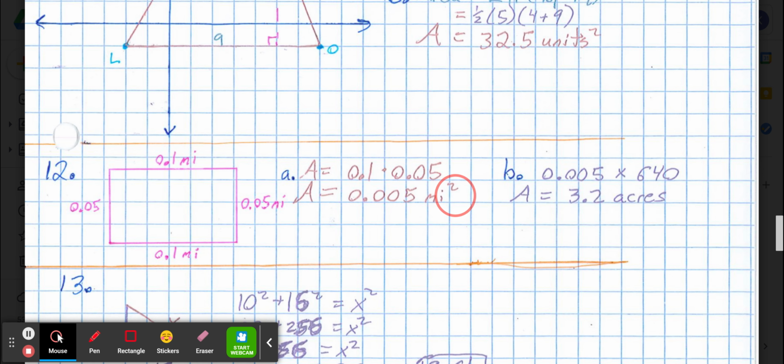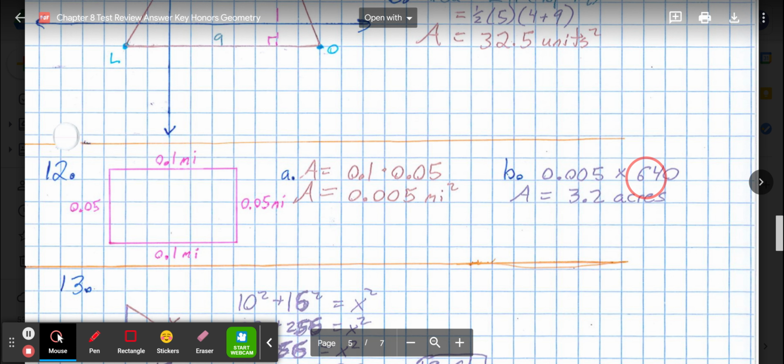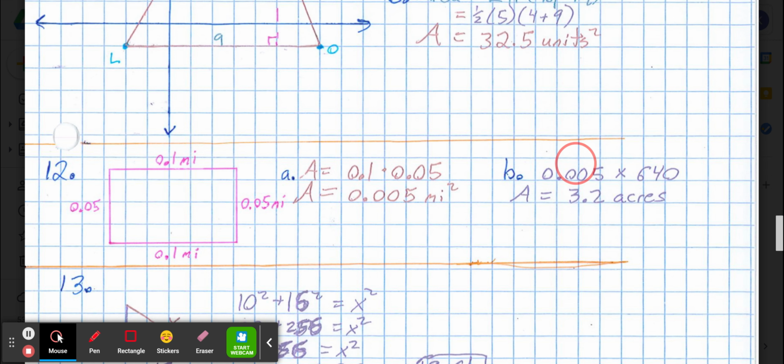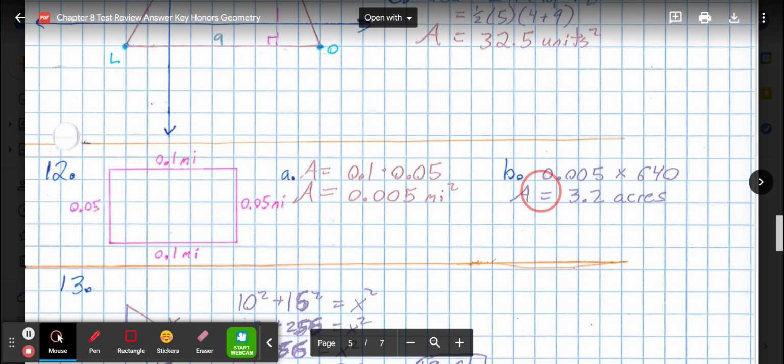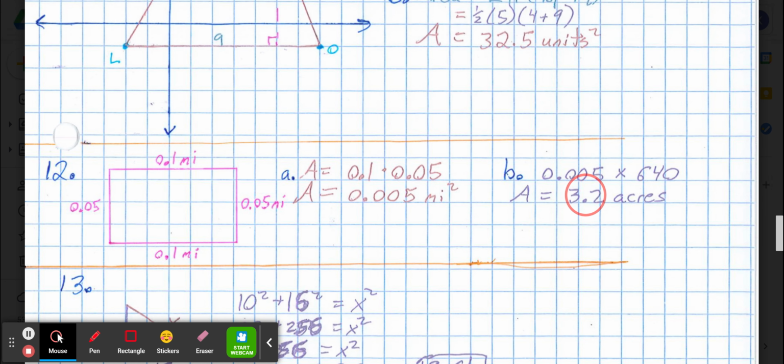Then in part B, they want us to tell how many acres that plot would be. So we need to take the 640 for our conversion and multiply it by our square mileage. So 0.005 times 640 would tell us that lot is 3.2 acres.